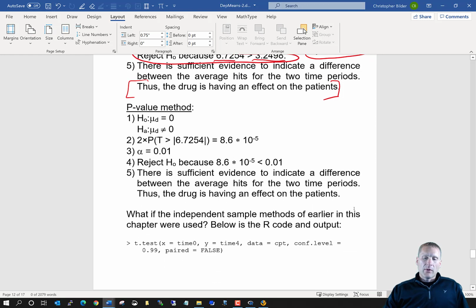P-value method: I take that test statistic and find the corresponding probability value, as you would expect, and this asterisk means times. This p-value is extremely small, meaning it's very unlikely to be that far out in the distribution if the null hypothesis was actually true.